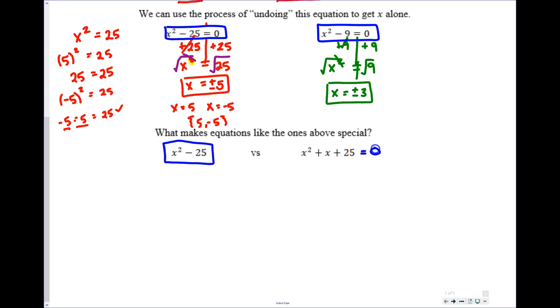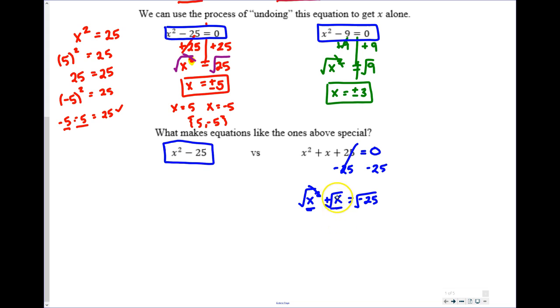If I set this equal to 0 and start this process, subtracting 25 over, I get x squared plus x equals negative 25. The issue here is I can't square root just this term. I'd also have to square root that one, and this wouldn't work. This would cancel out, but then this doesn't help me. The square root of x is hard to work with.